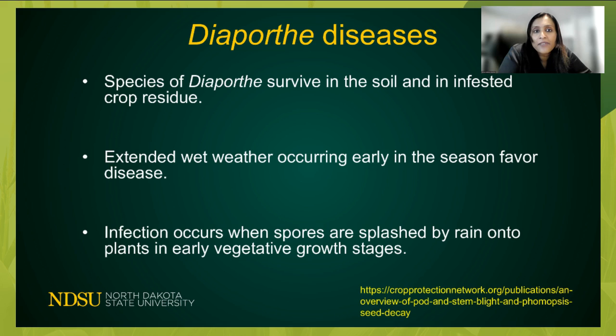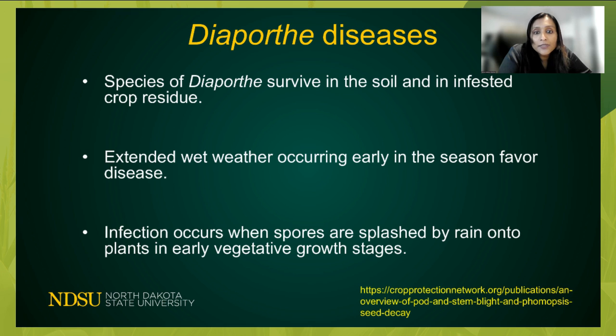Again, the species of Diaporthe are soil-borne. They can survive in infested crop residue, and that could be corn as the previous crop. It could be sunflowers. It could also be on weeds, and I'm going to talk about that in a little bit. Extended wet weather, usually after flowering, from the pod development stage all the way up to maturity, could be another factor driving Diaporthe diseases.